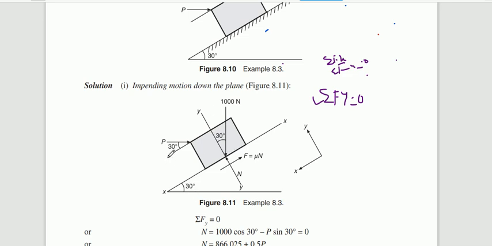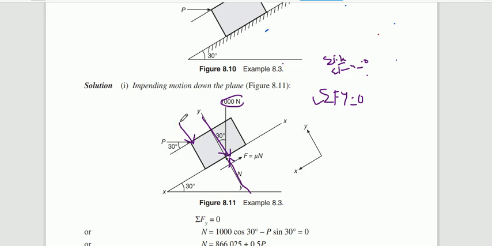I will write with a blue line. There are 3. P sin 30 is one vertical force moving downward, and the vertical component of this 1000 is 1000 cos 30, and N, which is acting. So whatever I have shown with the blue line, these are all the vertical forces acting on the block. So the similar thing you have to draw.